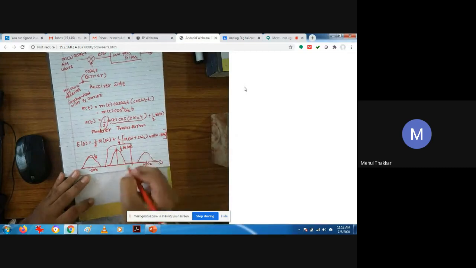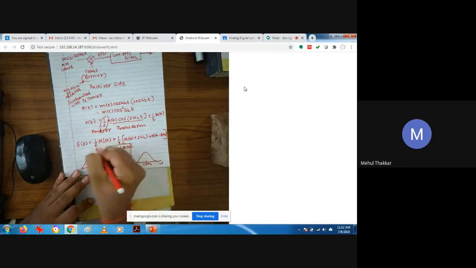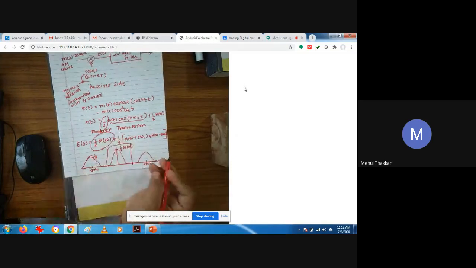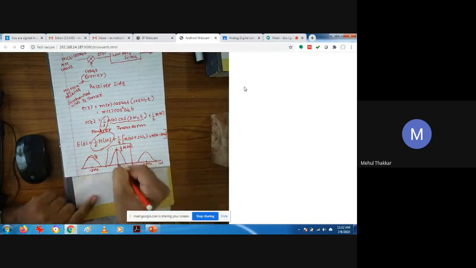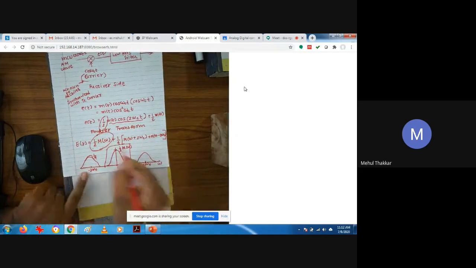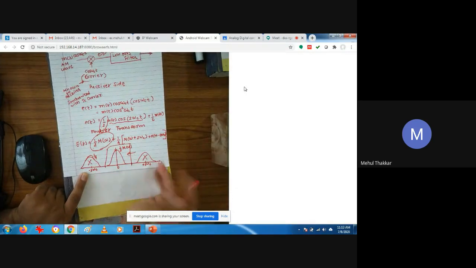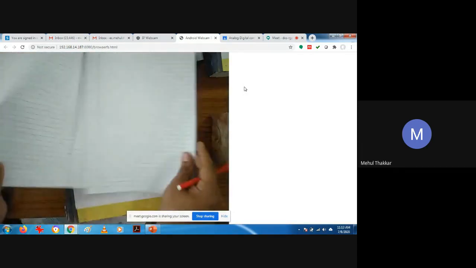So only this term will be passed through a low pass filter which is centered at 0 frequency. All other terms, or other spectra, like this spectrum or this spectrum, will be removed because the low pass filter will pass only this spectrum. So others will be removed. After passing through the low pass filter, we have the spectrum which is M of omega only.